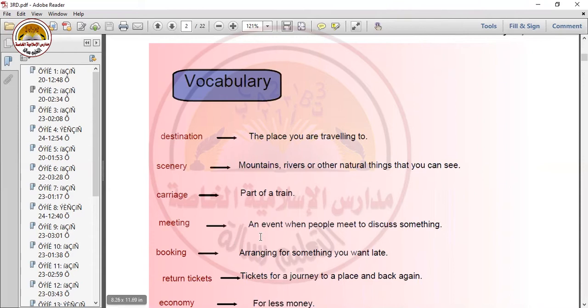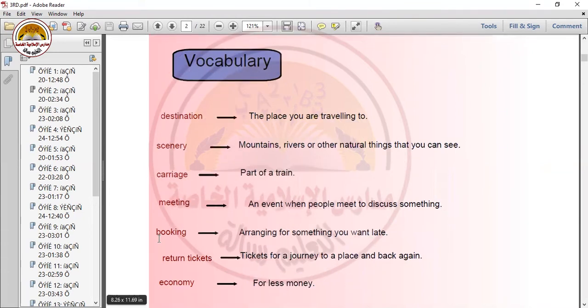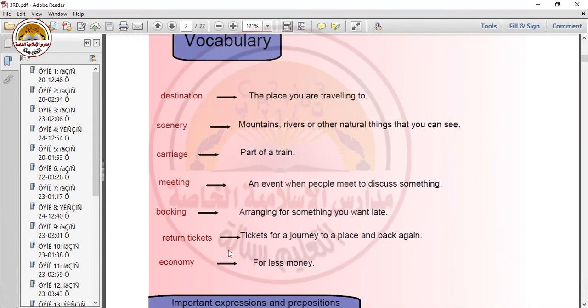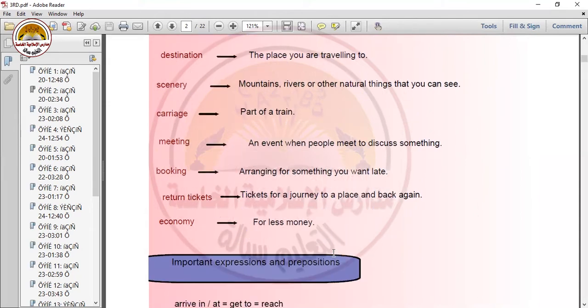Meeting. An event when people meet to discuss something. Booking means arranging for something you want later. Return tickets means tickets for a journey to a place and back again. Economy means for less money.